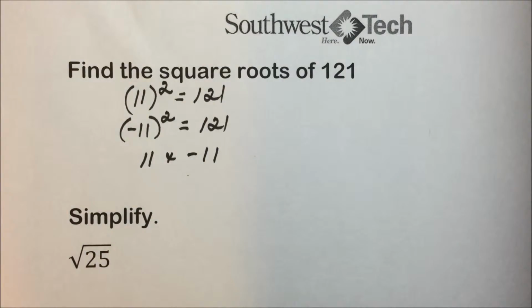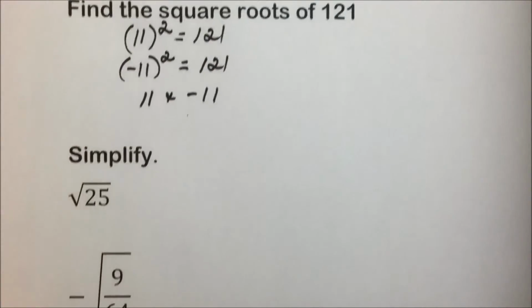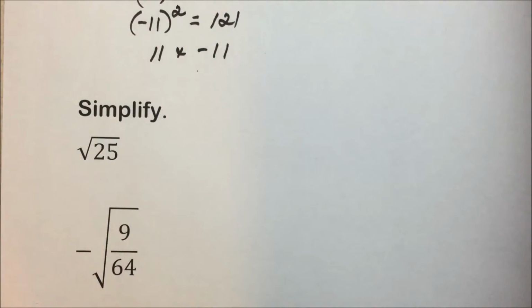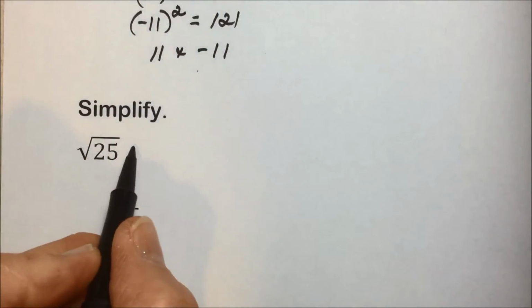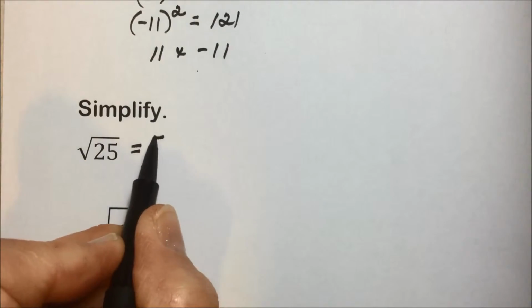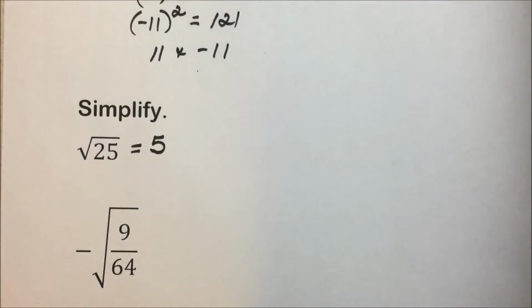Whenever we refer to the square root of a number, we mean the non-negative square root of the number. This is also called the principal square root of the number. So here they're asking us just to simplify. We're looking for the principal square root, which is the non-negative. What times what gives us 25? Well, that would be 5.